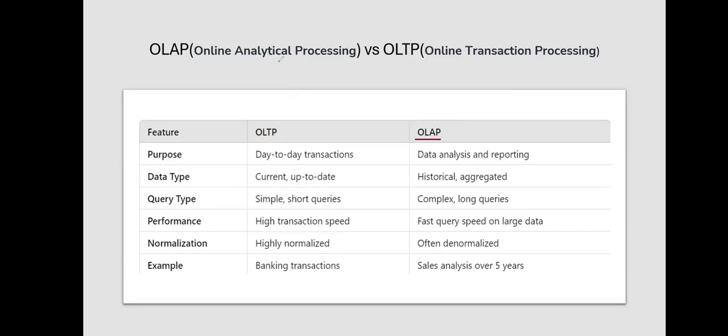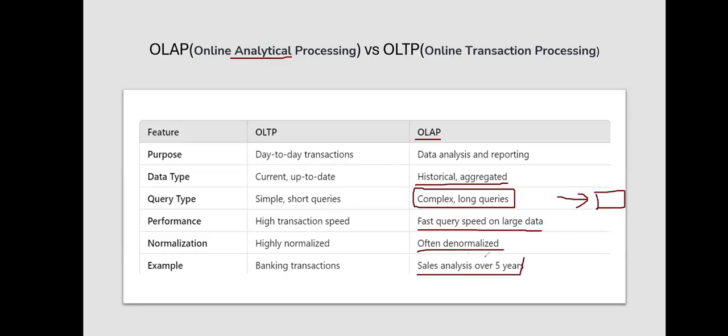Normalization is very high. An example is your banking transaction. OLAP, on the other hand, stands for online analytical processing. Here it is not day-to-day transactions, it is the total data. We have the historical aggregated form of data, like the data for the last 3 quarters, for 2023, for the past 5 years. We write complex and long queries sometimes to get the results. Query speed is fast on larger data because the data is already stored somewhere, and often denormalized. Sales analysis over 5 years is an example of OLAP.